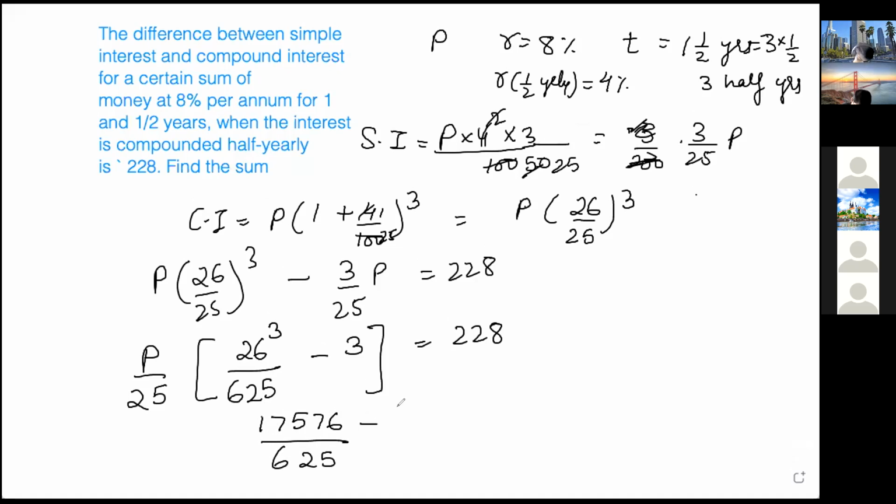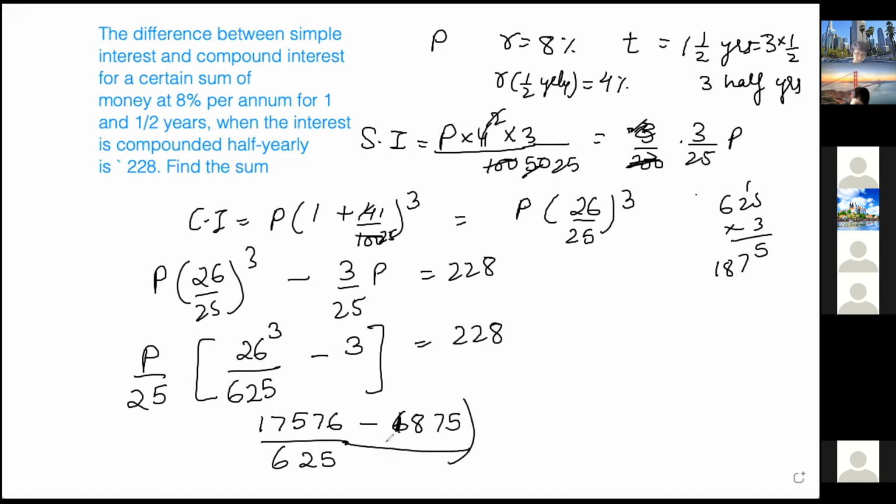So here, 625 into 3 is how much? 1875. Two 28 into 25, okay? This is P into. Now we subtract this and take the reciprocal here. How much is that?